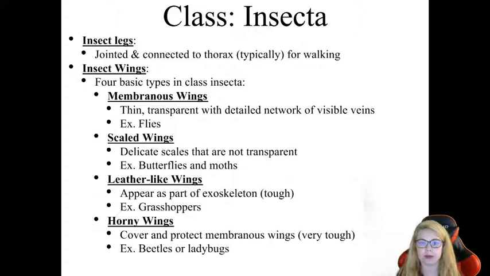a membranous wing, okay? Then we have scaled wings, which are composed of delicate scales that are not quite as transparent. And so think of butterflies and moths. They may not look like they have scales, but those are considered scale wings, and they're not as translucent and see-through like you would expect a fly wing to look like. Then there are leather-like wings, which appear as part of the exoskeleton, and they're really, really tough, which is why we call them leather-like wings. So these you find on things like grasshoppers. And then you have horny wings, which are a membranous wing, but that's covered and protected and very, very tough. So think of beetles or ladybugs when you look at their wings.